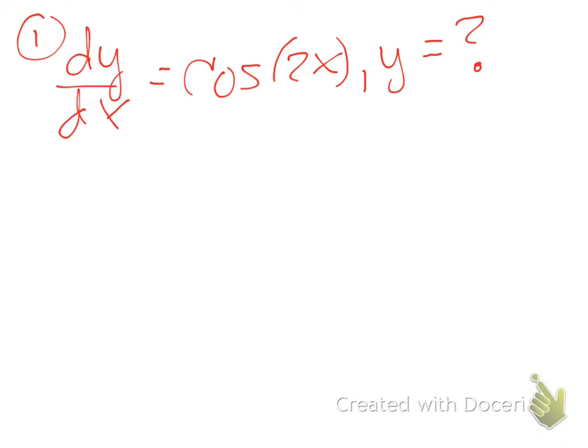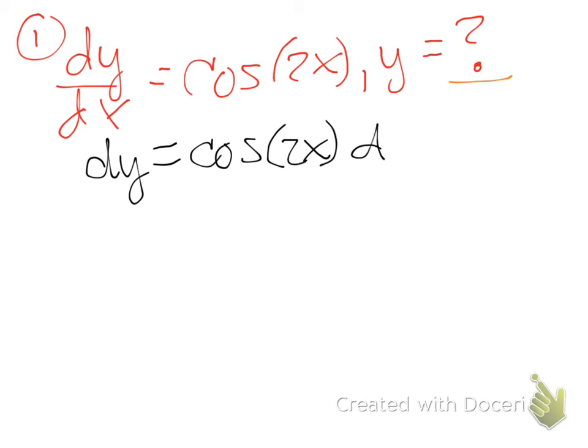In this problem, dy dx equals cosine of 2x. And the question is then, what is y? Well, what I'm going to do is first rewrite this problem by multiplying both sides by dx. And if I do that, I will get dy equals cosine of 2x dx.